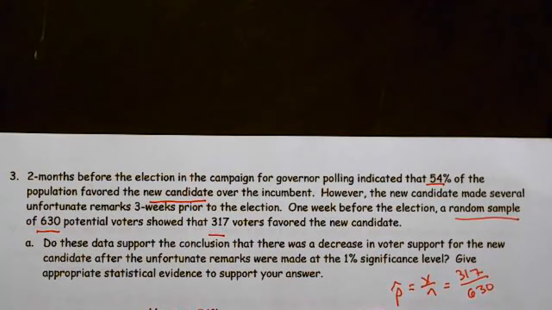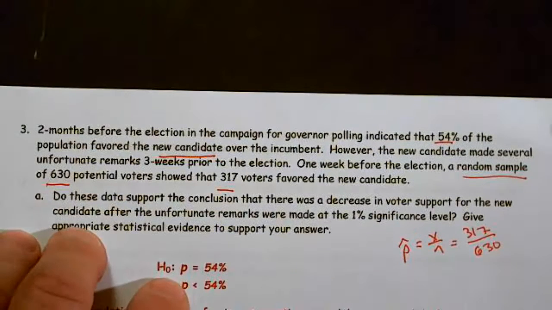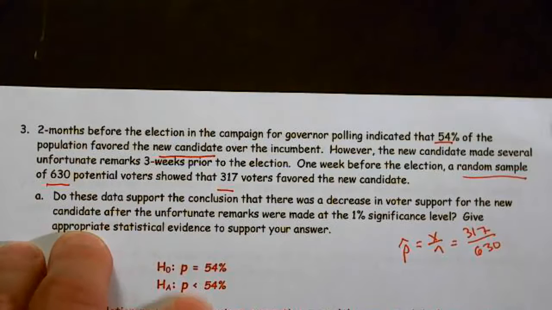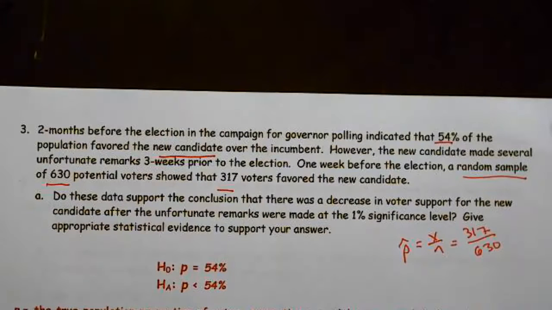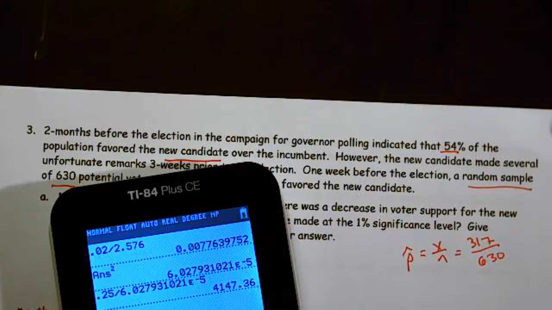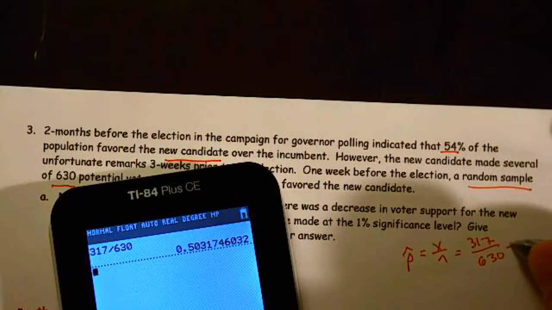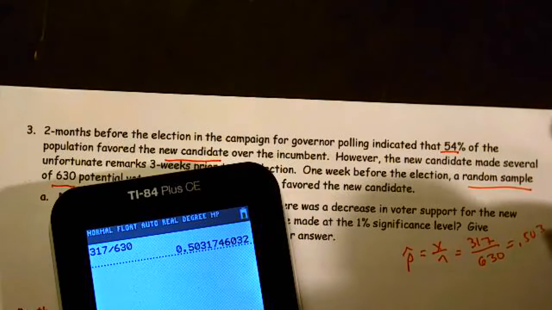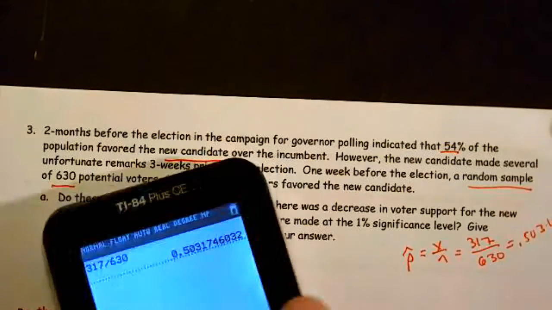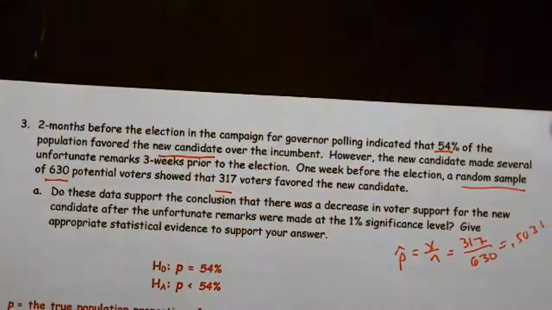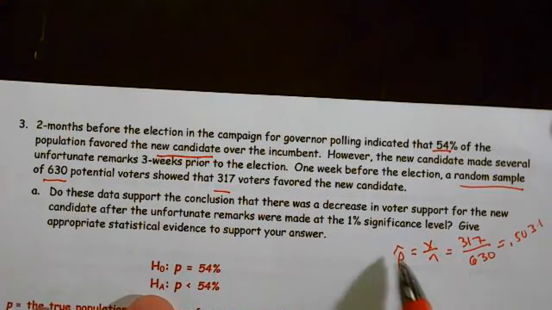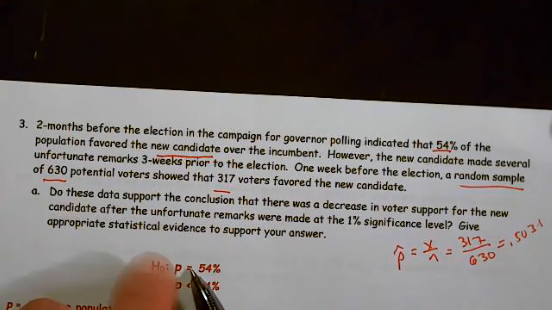P hat is from the sample. We never use p hat values over here. We will never use p hat values over there. So even though we know that 317 divided by 630 gives us a p hat of 0.5031, we can never use p hat values over here. This must be a p.